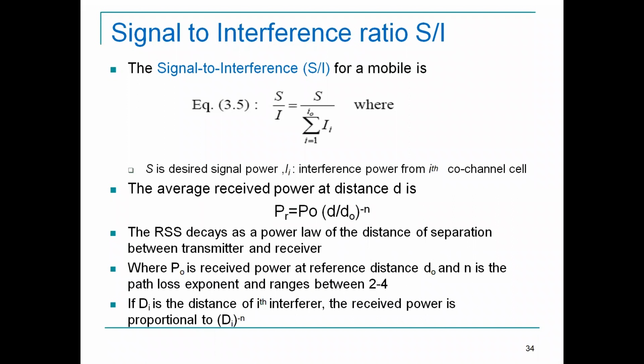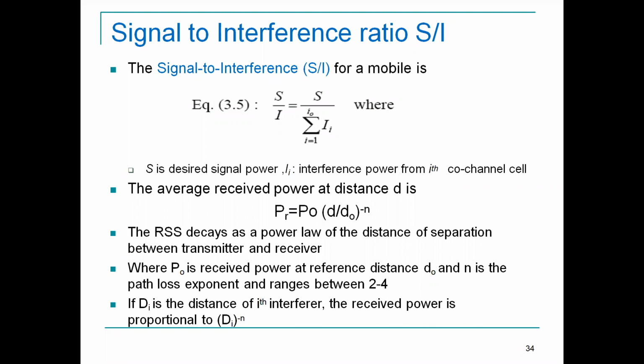Right, next one is signal to interference ratio, S by I. Here is the formula for S by I, signal to interference ratio. Where the value of S by I is more, that means greater than 1, the signal value is greater than the interference value. That means there is proper communication between the source and destination.